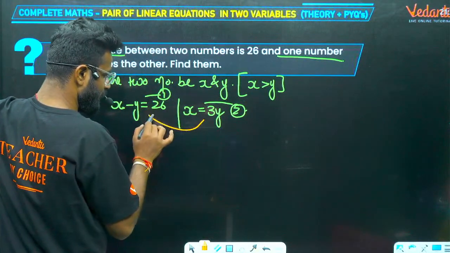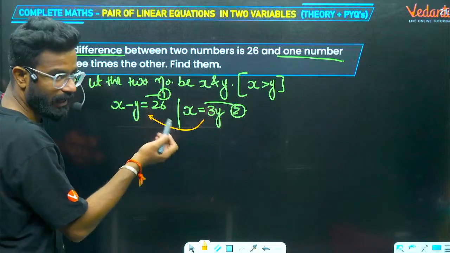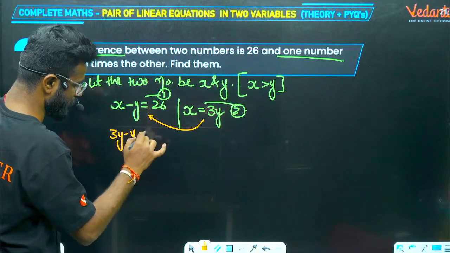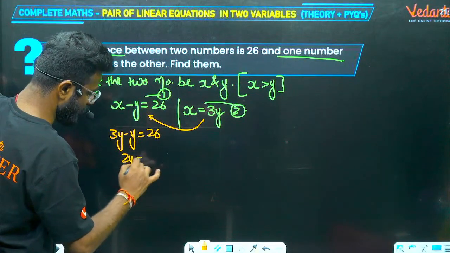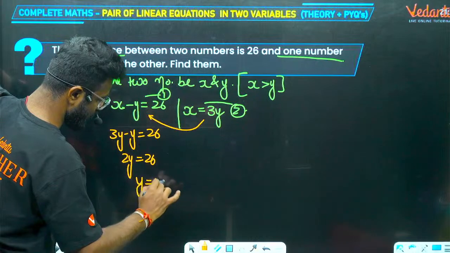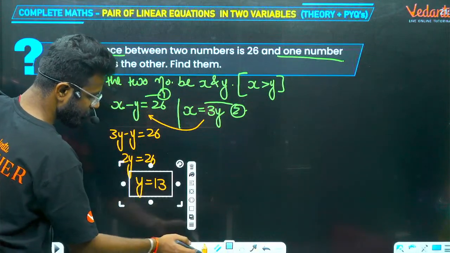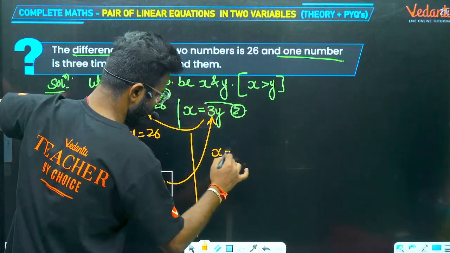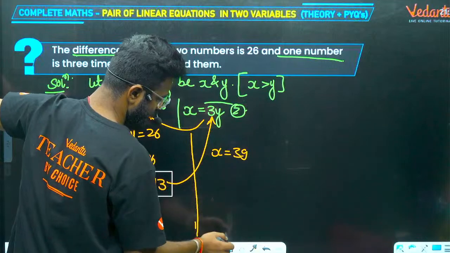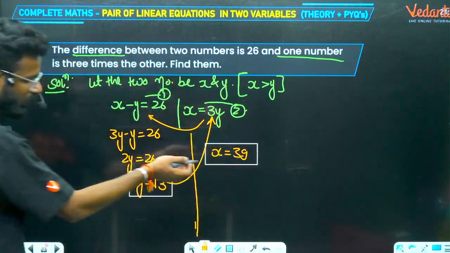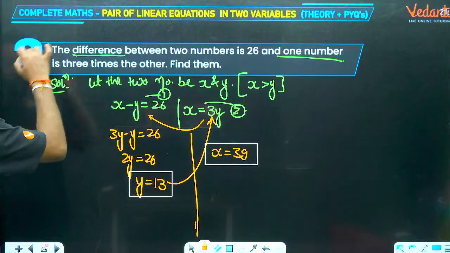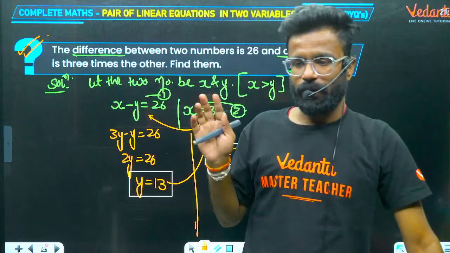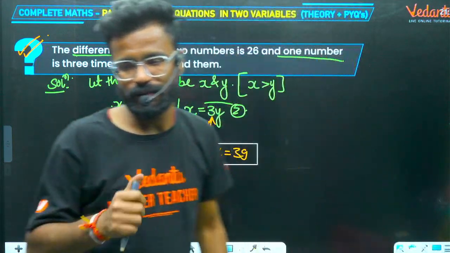This is the first equation and this is your second equation. Put the second equation in the first, we get the value of y. x is equal to 3y. If we put it in this equation, 3y minus y is equal to 26. 2y is equal to 26, so y is equal to 13. Now put y in this equation, we get the value of x. 13 3s are 39. So x is equal to 39 and y is equal to 13. Simple. Word problem. Parallel lines. Very good. Very nice.